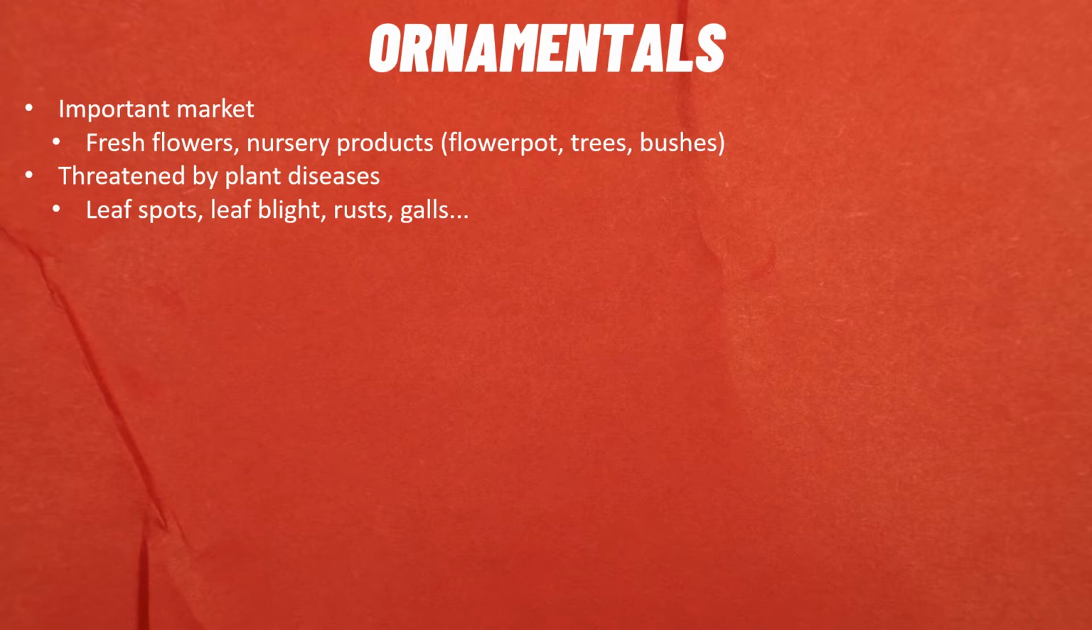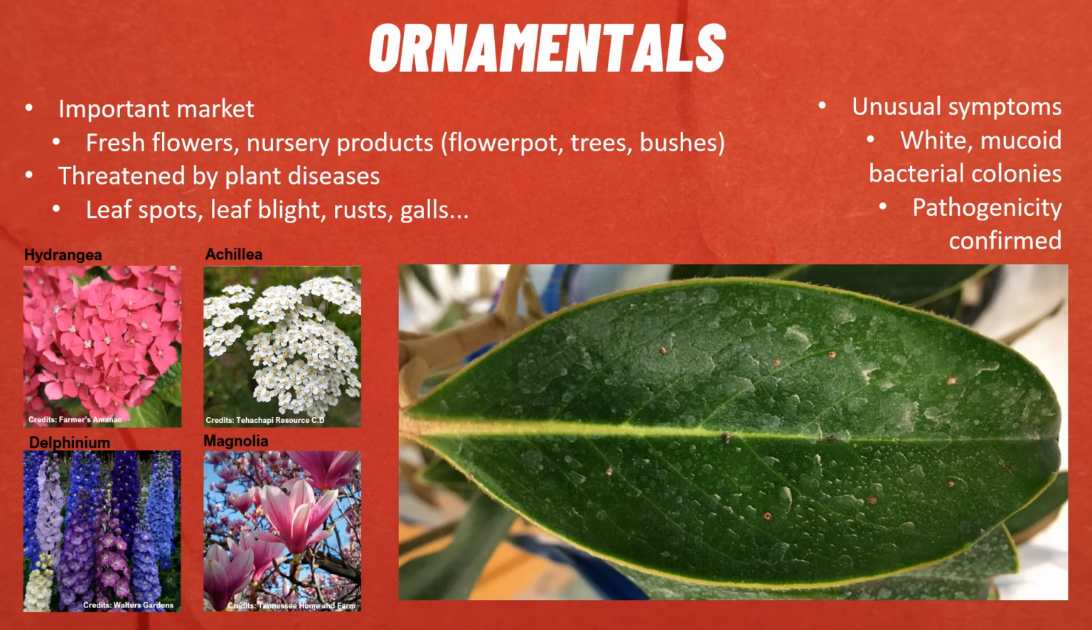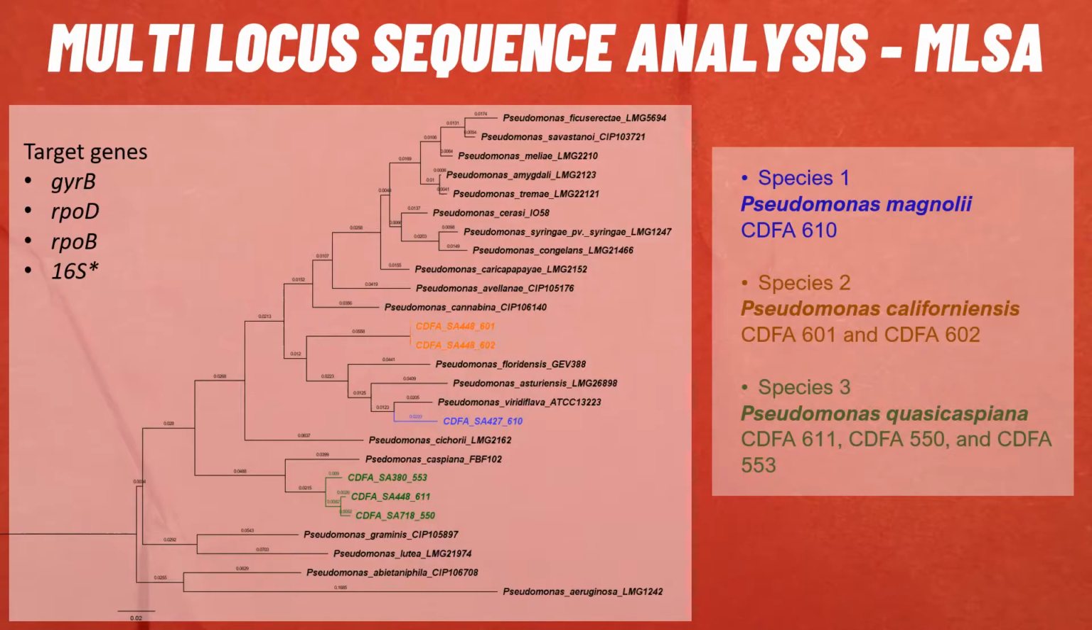Although leaf spot has been reported in ornamental crops, the California Department of Food and Agriculture received samples of hydrangea, magnolia, astilbe, and delphinium showing unusual symptoms. Isolations from these lesions resulted in white and mucoid bacterial colonies, like Pseudomonas colonies, and pathogenicity of these colonies was confirmed by Koch's postulates.